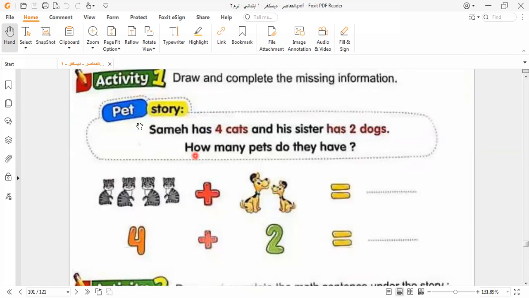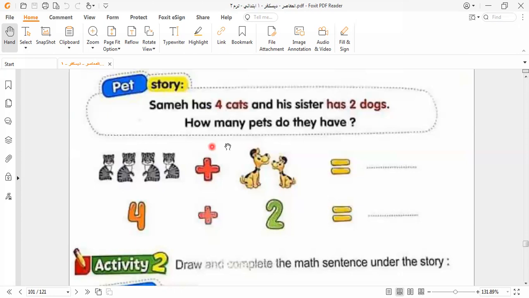On this page, we have a story problem, as we took in mathematics. You know the story problem. In this story, the story tells you about something to add to or subtract from something.